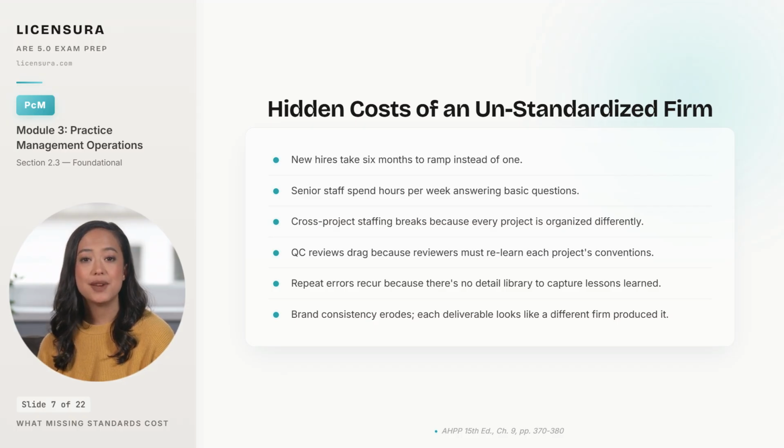QC reviews drag because reviewers have to relearn each project's conventions before they can even start looking for substantive issues. The same errors recur across projects because there's no detail library capturing what the firm learned the last 3 times it solved a similar problem. And brand consistency erodes. Every project's deliverables look like a different firm produced them, which clients notice even when they cannot articulate why. 5 takeaways pull the standards discussion into a single, firm-level discipline.